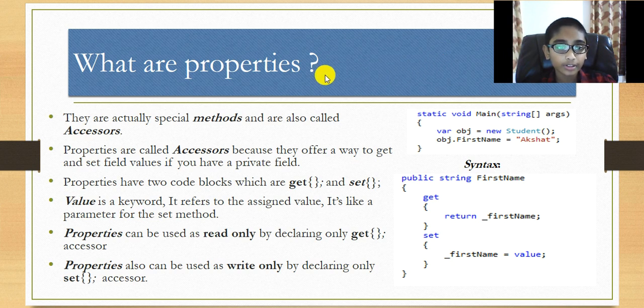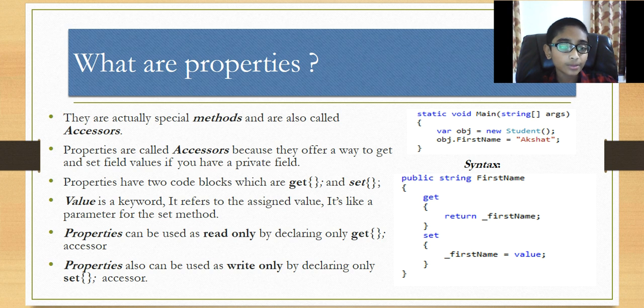So next I'm going to discuss what properties are. Properties are also called accessors and they are also special methods. Properties are called accessors because they offer a way to get and set field values if you have a private field. I'll show you that in the Visual Studio demo. Properties have two code blocks, which are get and set. I'll show you that too in the Visual Studio demo.